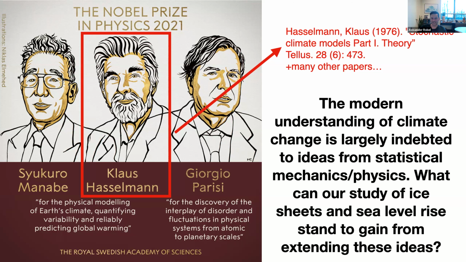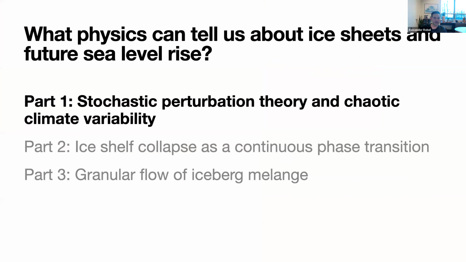Now, those ideas up until a few years ago had largely not reached the field of glaciology and ice sheet modeling. And so the first part of my talk will be, what can we learn from statistical mechanics and statistical physics in order to understand more about uncertainty in sea level projections. So that'll be the first part of my talk, which is focused on stochastic perturbation theory and chaotic climate variability, and just largely about stochastic ice sheet modeling.